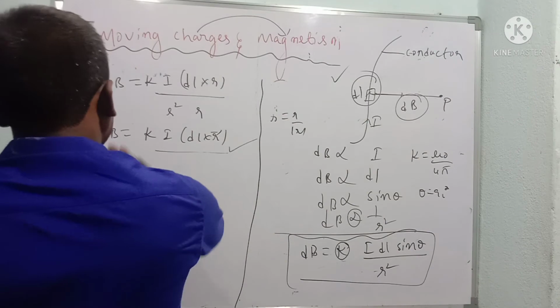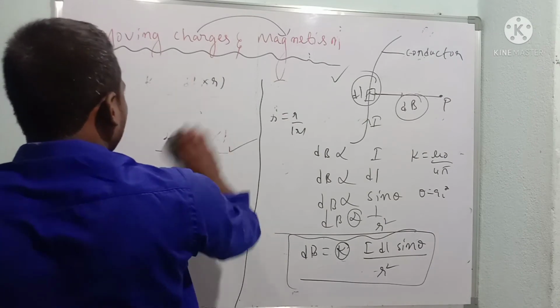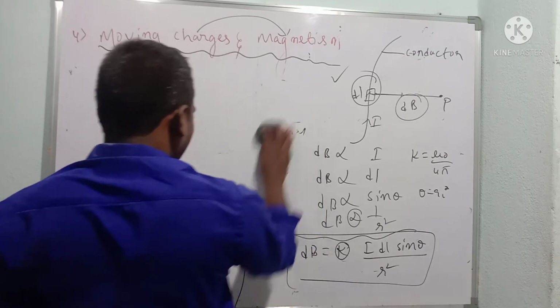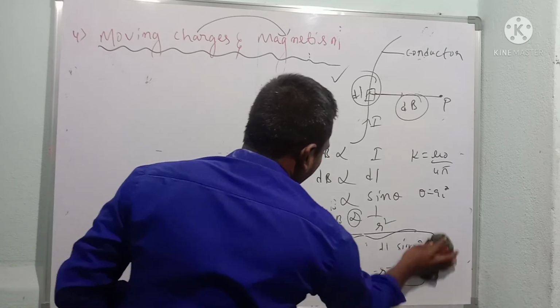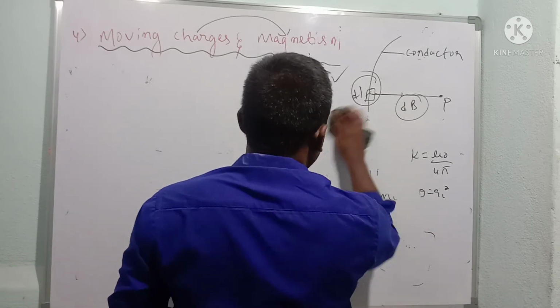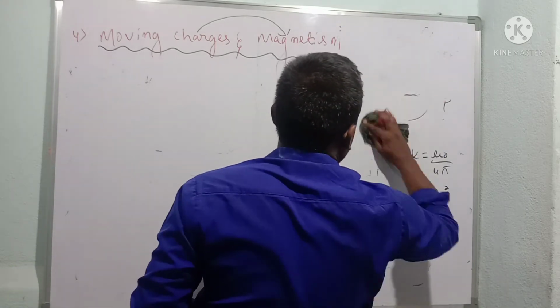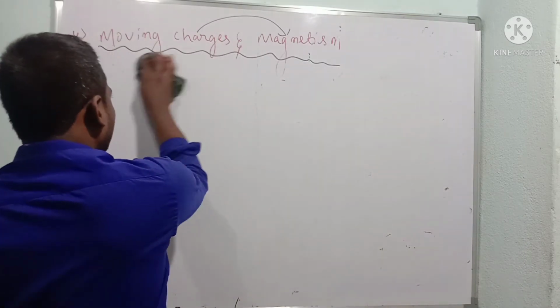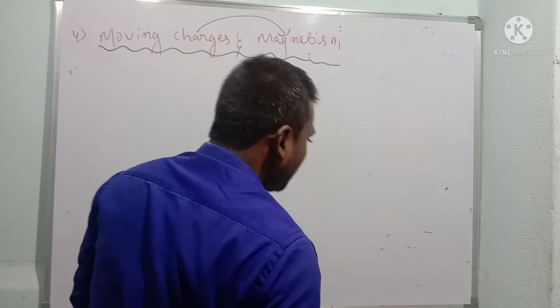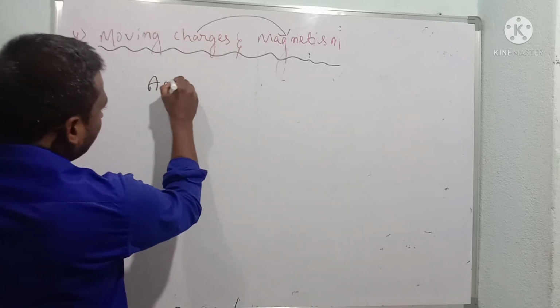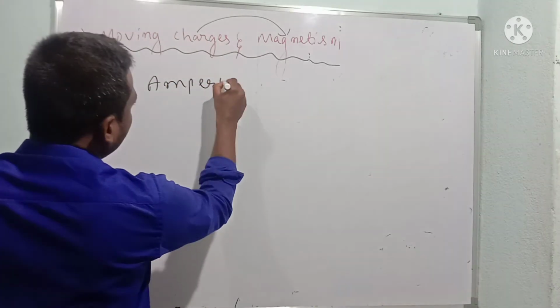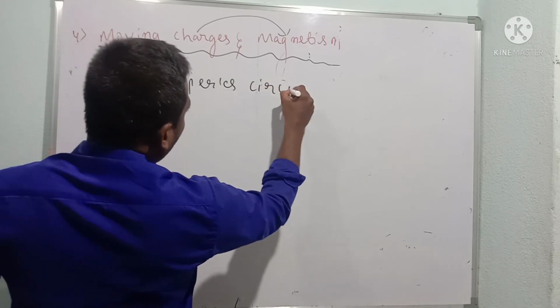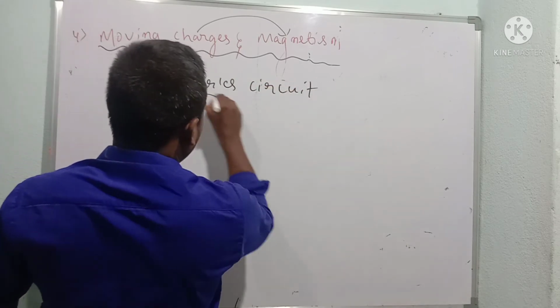Children, Ampere's circuit law is very similar to Biot-Savart law. What does it tell? The magnetic field is directly proportional to the current and the current element and the angle, and inversely proportional to the square of the distance between them. So Ampere's circuit law. We are going to use vector algebra.